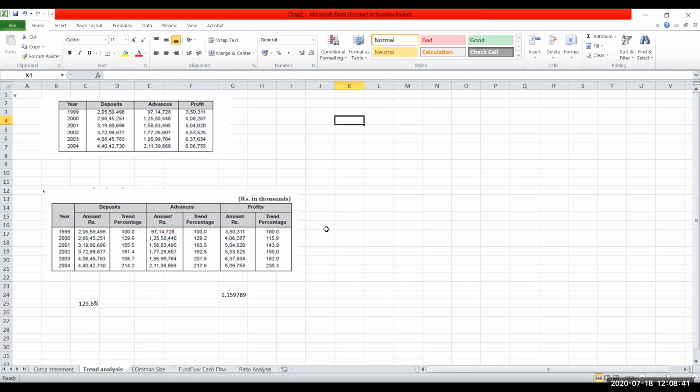So you are doing the trend analysis. You have to see the trend actually, right? So you have to make this profit as 0, or rather, profit as 100. So that is a base. From there, you have to calculate. Okay.